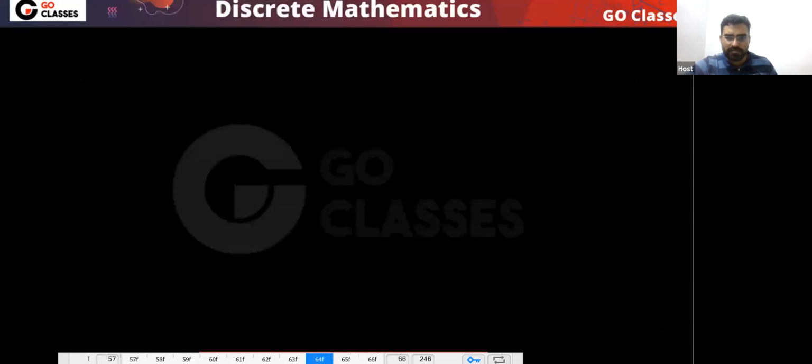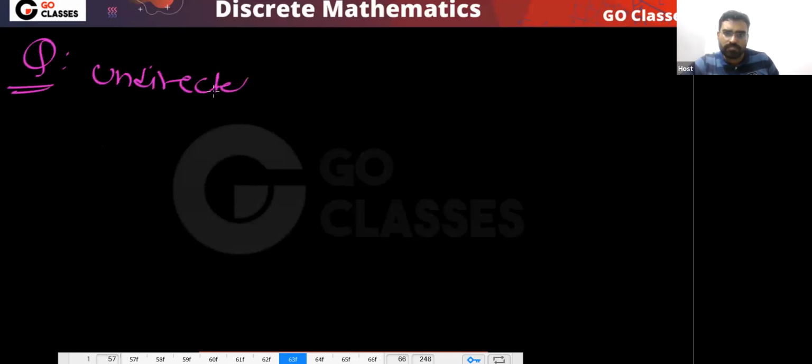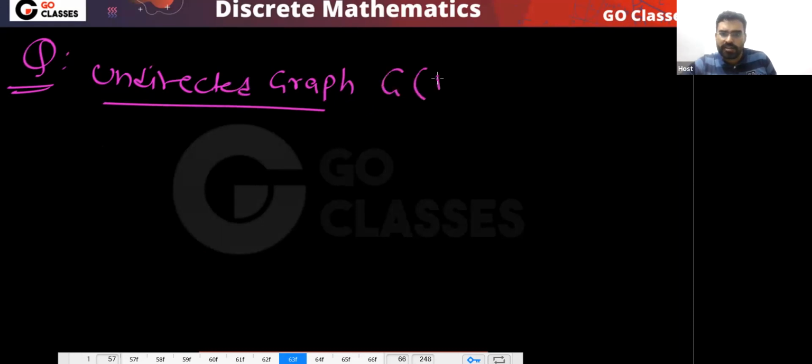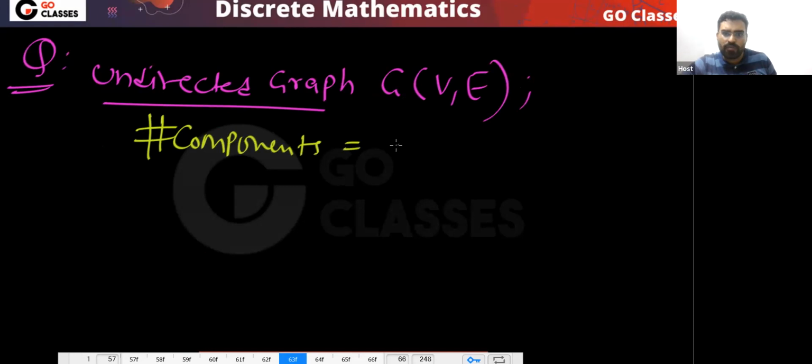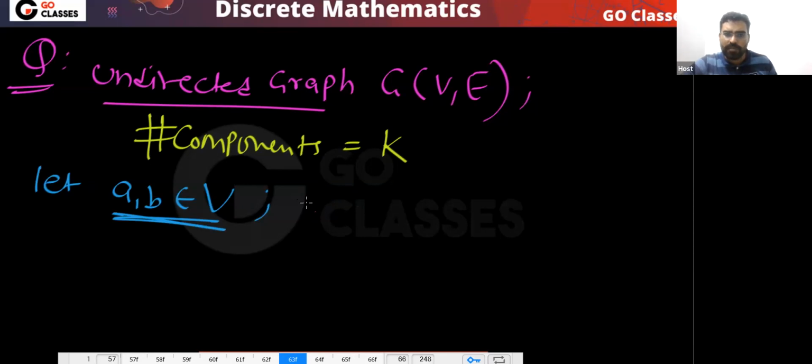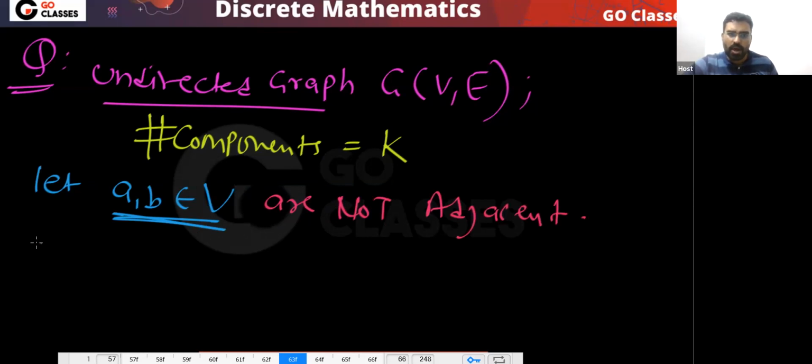Before this question, let me ask you another one. Let's assume you have an undirected graph G, with a number of vertices and number of components, and let's assume the number of components is K. Let A and B be two vertices that are not adjacent, meaning there is no edge between them. Now we add this edge.